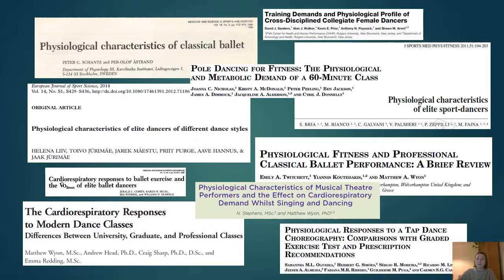Most research in dance physiology looks at cardiorespiratory fitness and/or anaerobic capabilities of dancers. Physical parameters such as strength and flexibility, the energy systems used or intensity of dance styles, or parts of dance styles such as class versus performance.